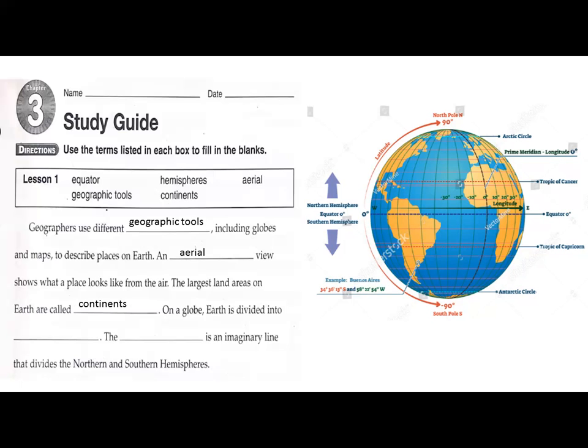Here is where you're going to put hemispheres. Now, many of you made this mistake while we were attempting this page in class. So please do not forget that the Earth is divided into two hemispheres thanks to the equator. The northern hemisphere and the southern hemisphere. And there are two more hemispheres, right? The western and eastern hemisphere, thanks to the prime meridian right there. Great, let's look at the last sentence. The blank is an imaginary line that divides the northern and southern hemisphere, and the answer is equator.